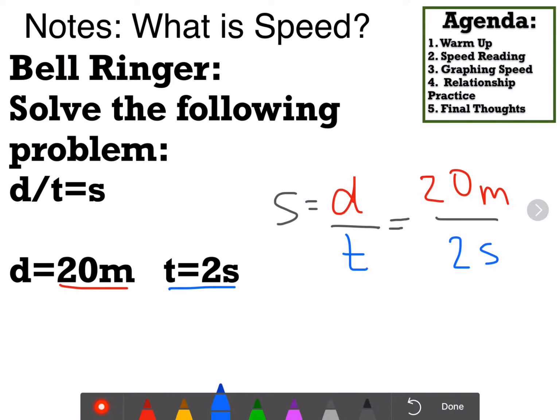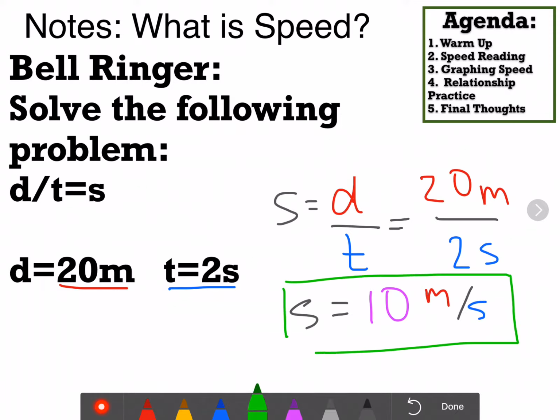All right, so how many times does 2 go into 20? We have it where the S would equal 10 meters per second. And that is our answer for that. So nice, just a simple problem, but simplicity is really important when we go through mathematical equations.